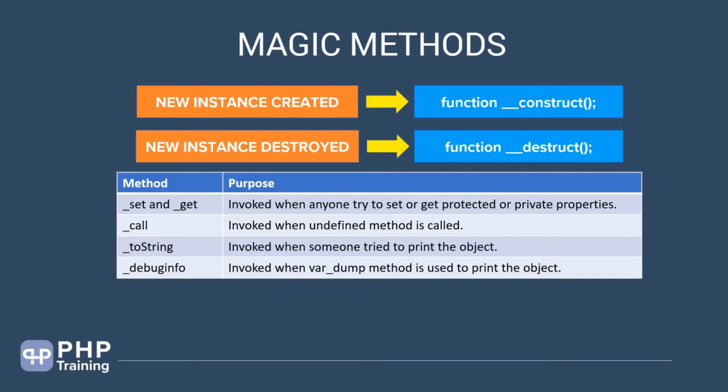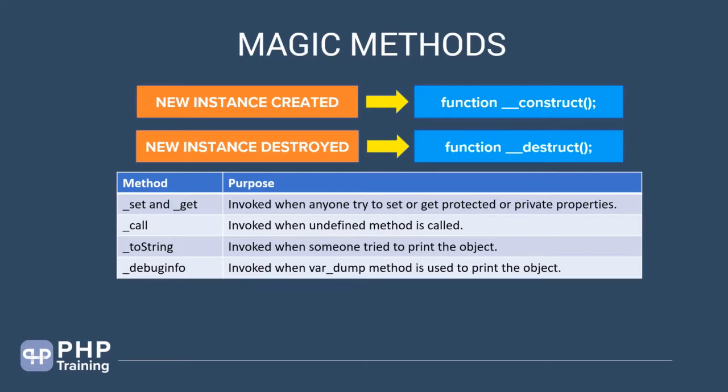The next one is __call. This is invoked when an undefined method is called. Someone is trying to call a method and that method is not available. You don't want to error out. You want to tell the program that this method does not exist, and then give some kind of notification. This can be done inside the magic method called __call, which is invoked when an undefined method is executed by the object.